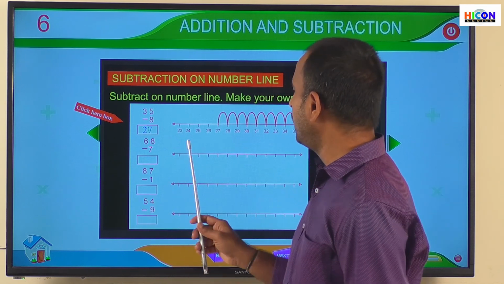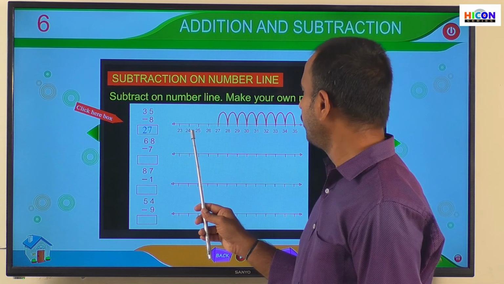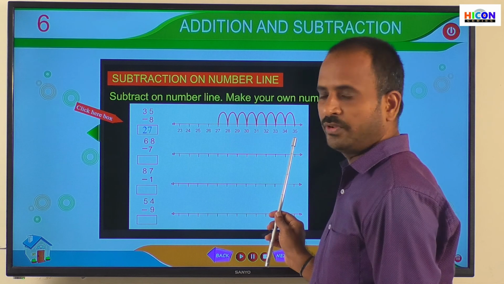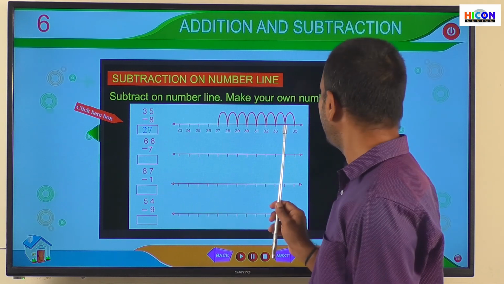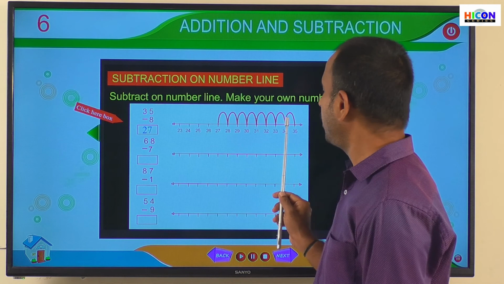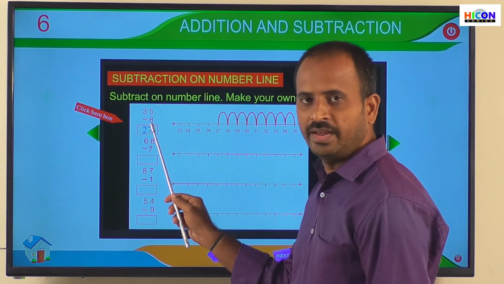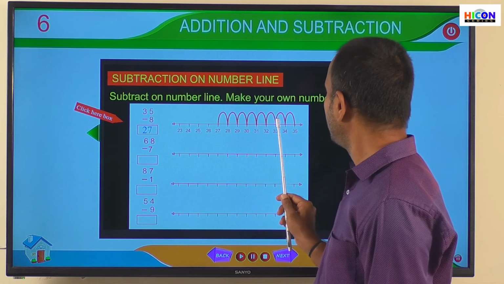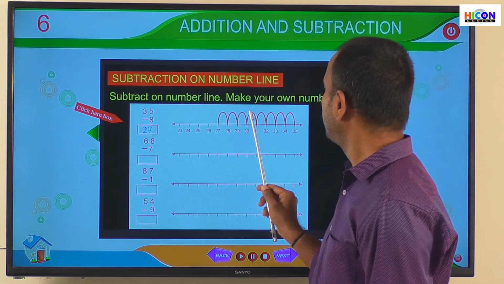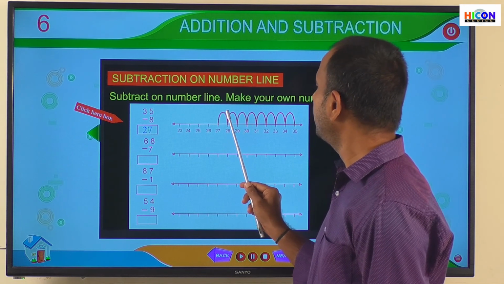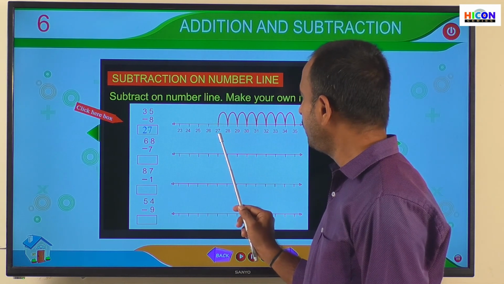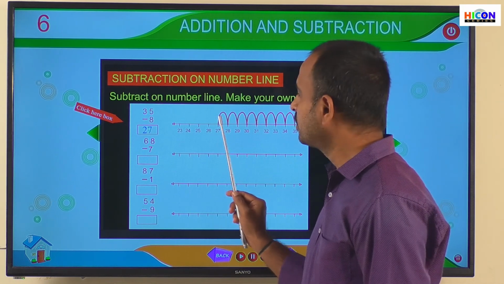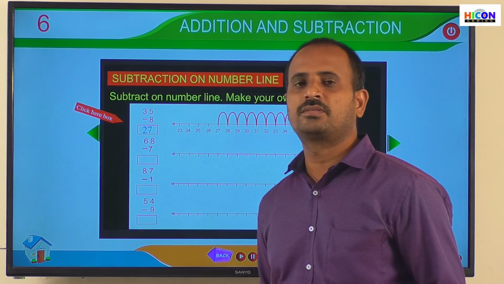So here we have to start from 23, 24 and go up to 35. And start from 35. What is the first number here? 35. So start from 35. And how many steps do we have to move backward? What is the second number here? 8. So move 8 steps backward. This is 1, 2, 3, 4, 5, 6, 7, 8. And finally, we have reached the number 27 on the number line. So this number is the answer. So write 27 in the box.